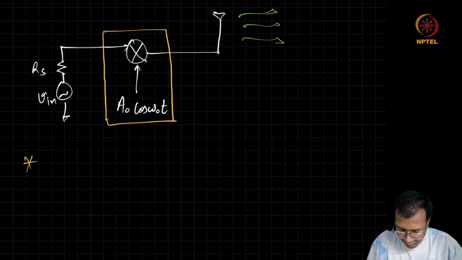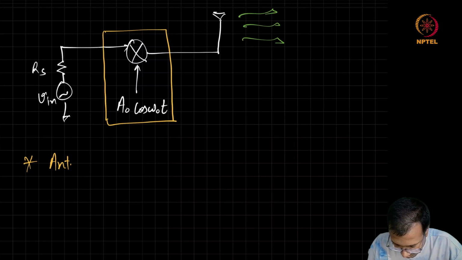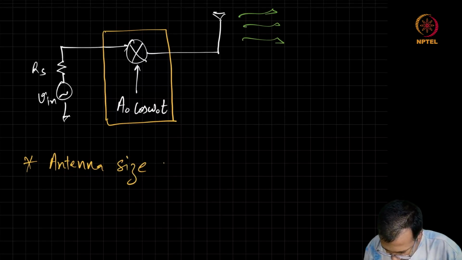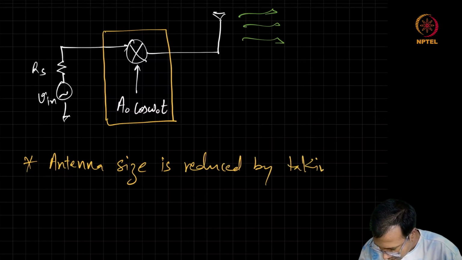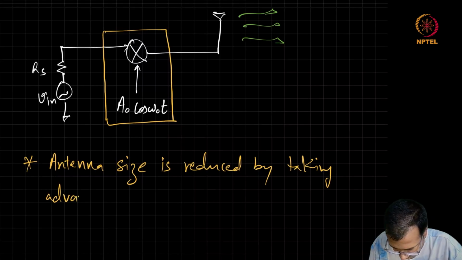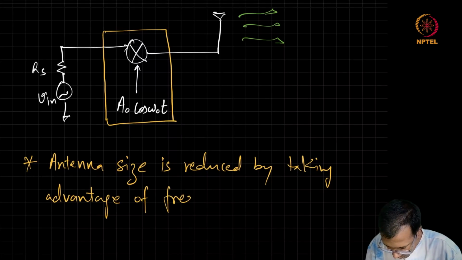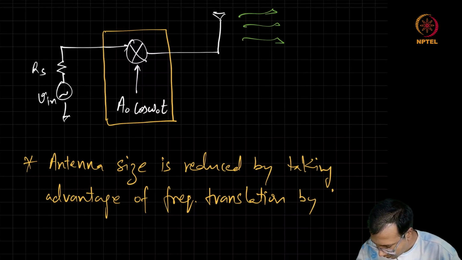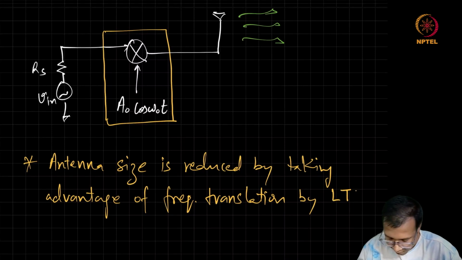Conclusion is: antenna size is reduced by taking advantage of frequency translation by a linear time varying network.